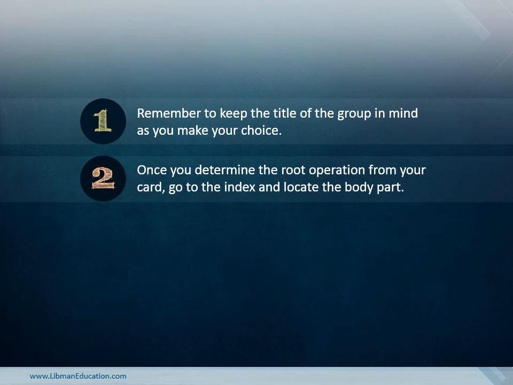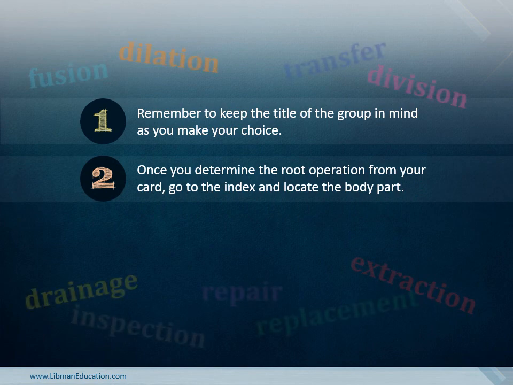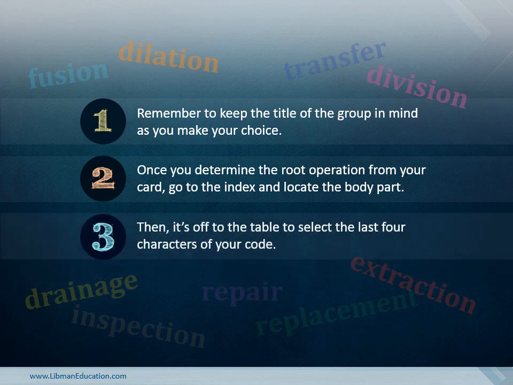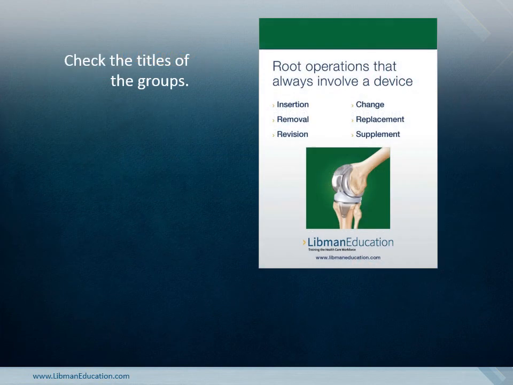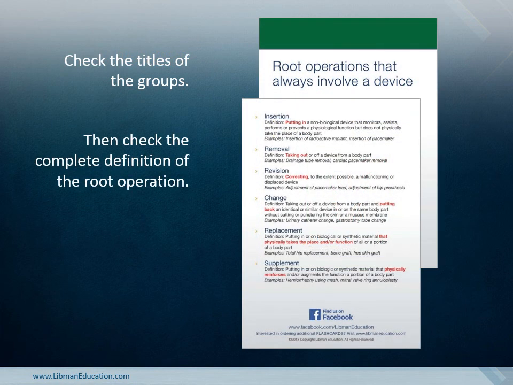Once you determine the root operation from the card, you go to the index. Under that root operation name, you locate the body part, and then it's off to the table to select the last 4 characters of your code. If you don't find the body part in the root operation, you'll need to try the process again. Also, if you get to the table and you don't find a device that you expect to be there, you'll need to try the process again to determine where you went wrong. Check the titles of the groups and then use the complete definition of the root operation. Before you know it, you'll have this mastered and you'll be assigning root operations like a pro.